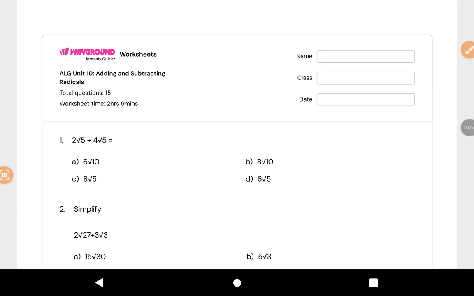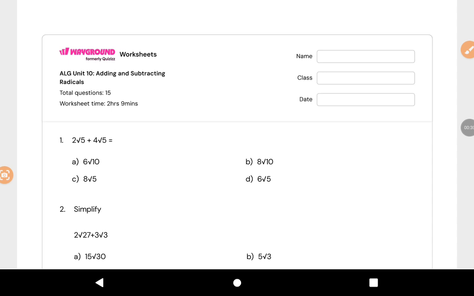In today's class, we are going to add and subtract radicals. Addition and subtraction of radicals. So what is a radical? A radical is any number in the square root sign. When you have numbers in square roots, we call them radicals.